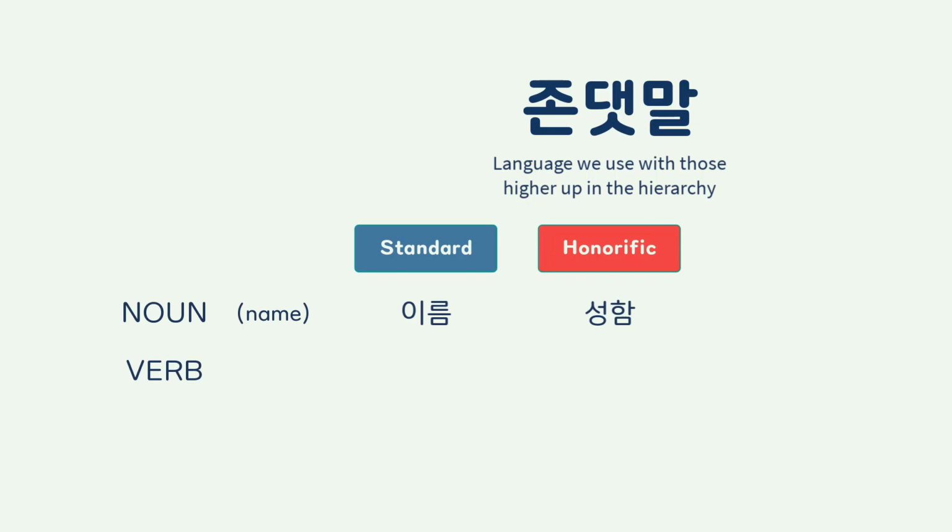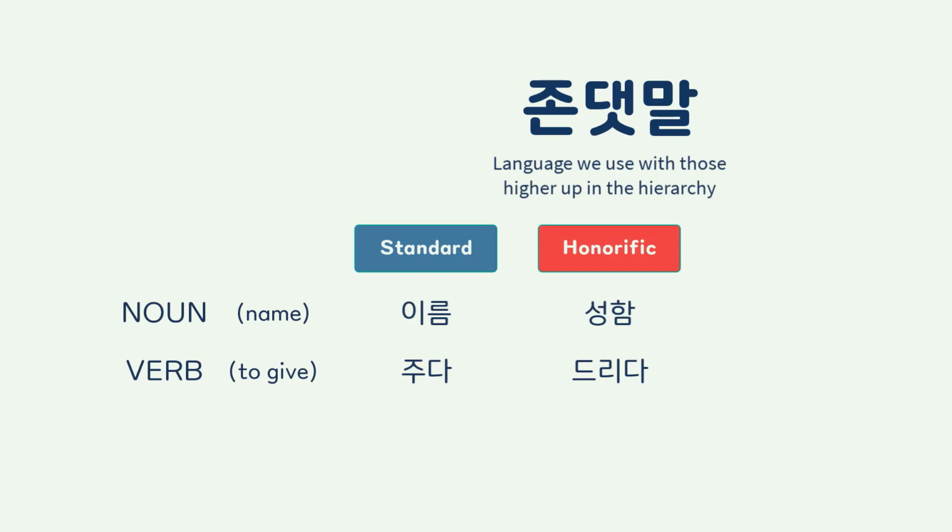Now, the use of honorific verbs is much more widespread and more common in Korean. Some verbs have entirely different honorific verbs, and a good example of this is the verb to give. The standard form is 주다, and its honorific form is 드리다. And similar to nouns, only a selection of verbs have a different honorific form. And again, we have a document with a full list of verbs and their honorific forms.